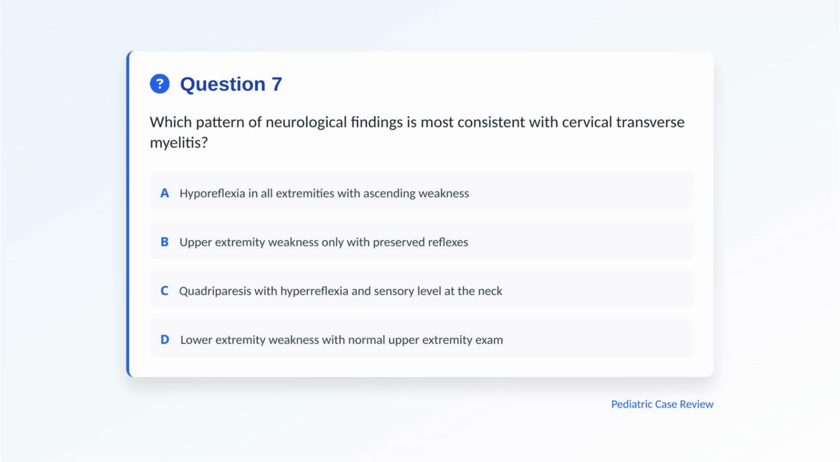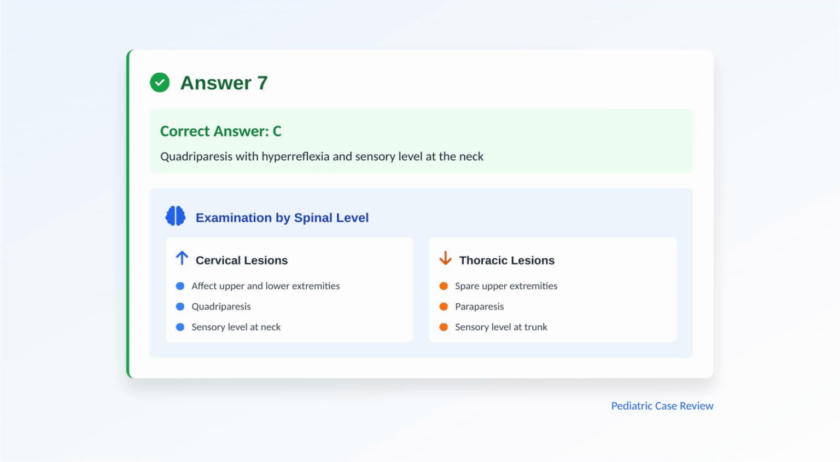Which pattern of neurological findings is most consistent with cervical transverse myelitis? A. Hyporeflexia in all extremities with ascending weakness. B. Upper extremity weakness only with preserved reflexes. C. Quadriparesis with hyperreflexia and sensory level at the neck. D. Lower extremity weakness with normal upper extremity exam. The correct answer is C.